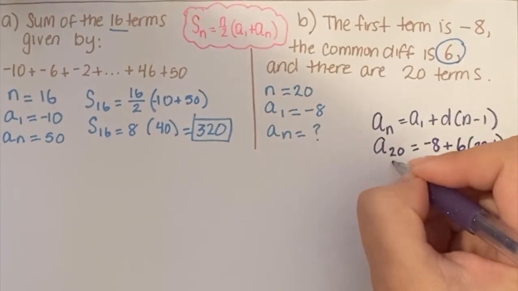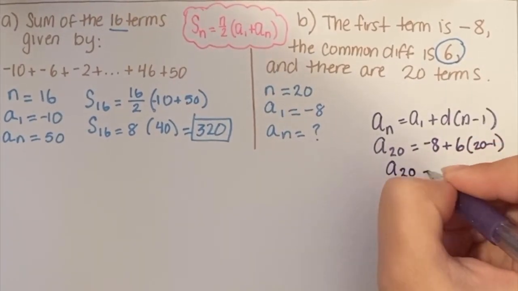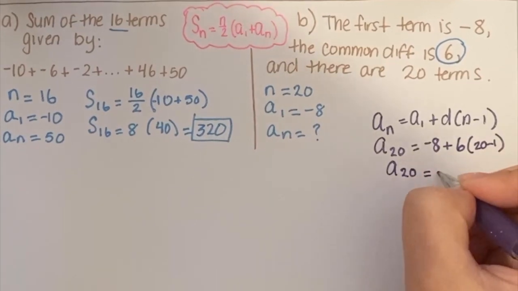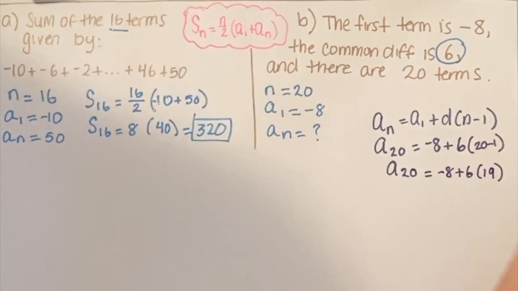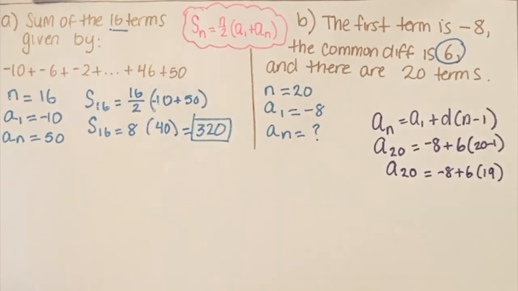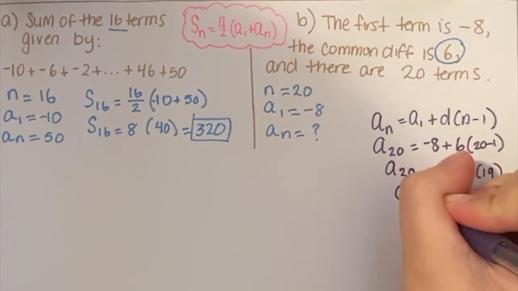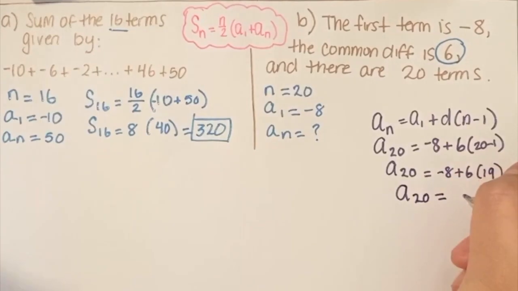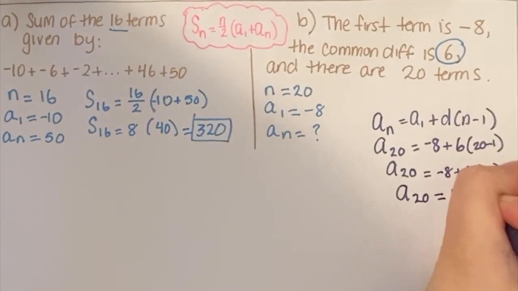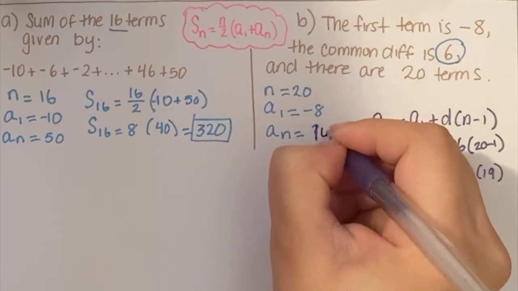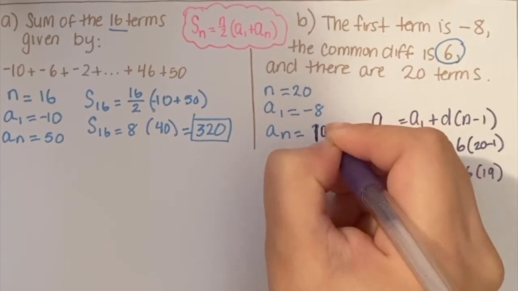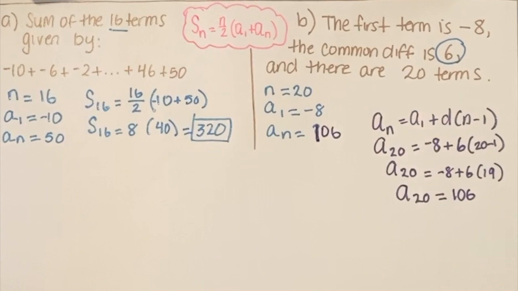This formula right here will give us the 20th term. So it's negative 8 plus 6 times 19, which gives us 106. That means that the 20th term is 106. So now we have all the pieces that we need to find the sum.